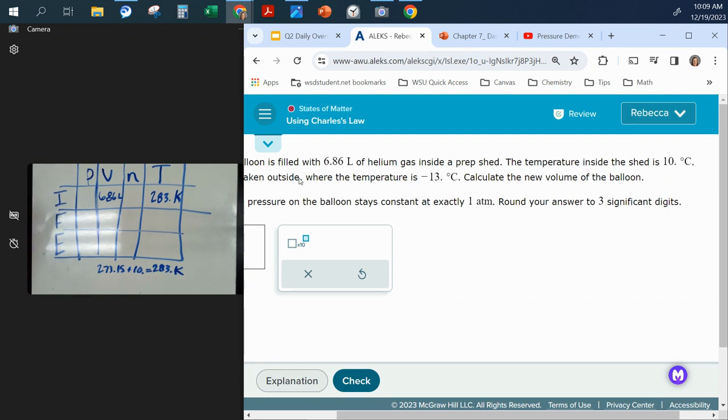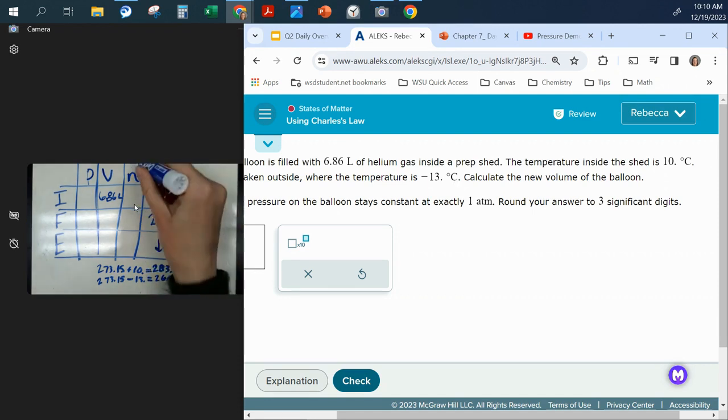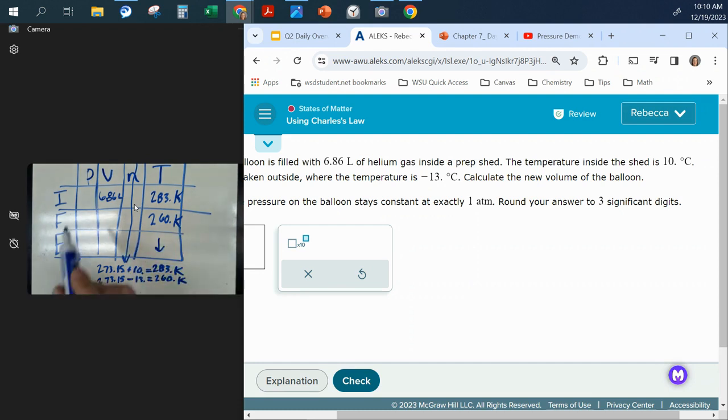And then the balloon's taken outside and the temperature goes down. So we're seeing the temperature is going down. So we're going to do 273.15 minus 13, plus a negative 13 degrees. That will give us our temperature in Kelvin. So that's going to be 260, I think. Okay, so temperature is now 260 Kelvin. No decimal places, so 3 sig figs. So now, again, number of moles, so number of particles, doesn't change. The pressure stays the same. So the only thing that's going to change is the volume.